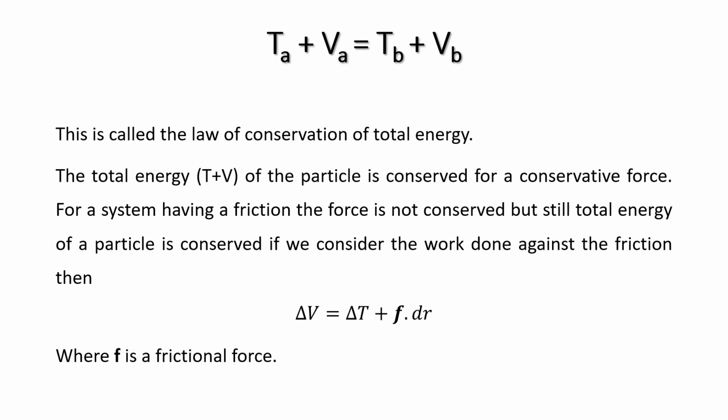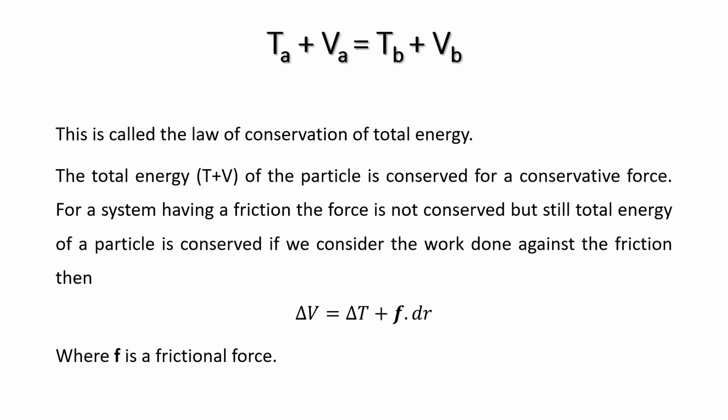Now, as we are discussing the conservation of energy, that equation becomes Ta plus Va is equal to Tb plus Vb. This is called the law of conservation of total energy. Here we can see that the total energy T plus V of the particle is conserved for a conservative force. For a system having friction, the force is not conserved, but still the total energy of the particle is conserved.